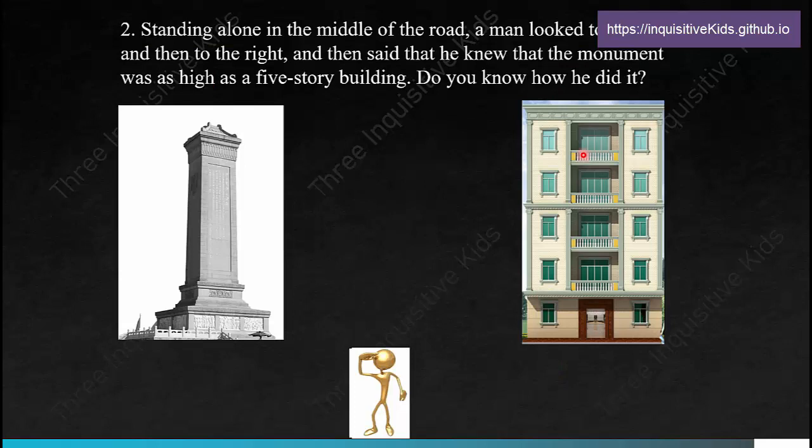2. Standing alone in the middle of the road, a man looked to the left and then to the right, and then said that he knew that the monument was as high as a 5-story building. Do you know how he did it? Okay. Well, how did he do it?